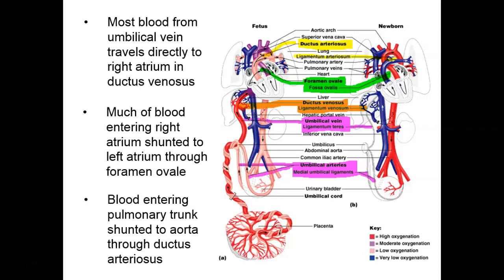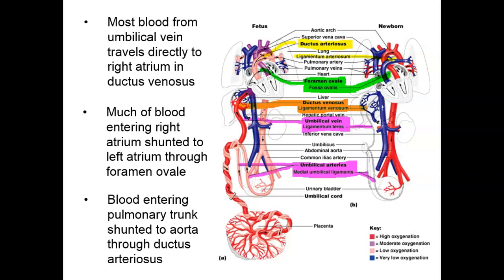So the blood that does enter the pulmonary trunk after going into the right atrium and the right ventricle, some of that is going to be further shunted into the aorta in a little passageway called the ductus arteriosus, a duct between the arteries. So this also takes some of that already nutrient-rich blood and sends it into the systemic circulation. Now, after the baby is born, of course, these structures are no longer needed.